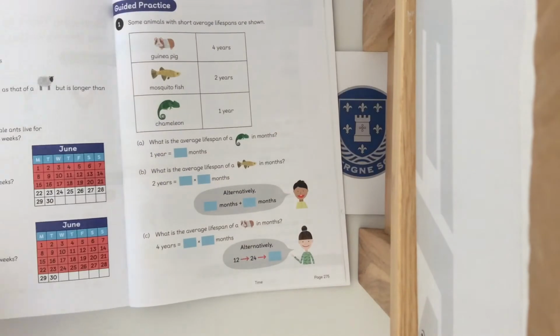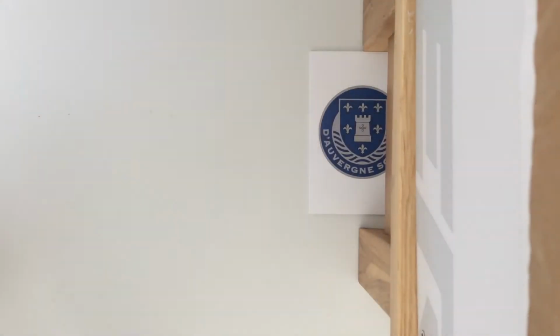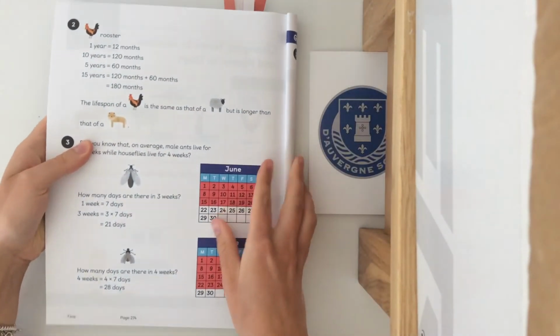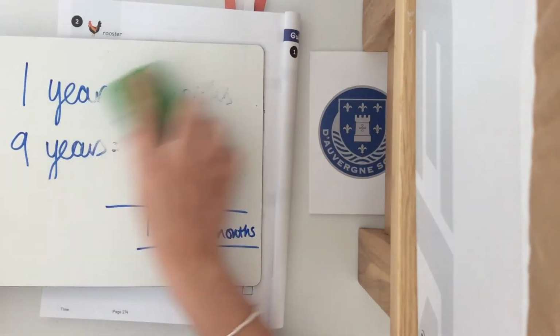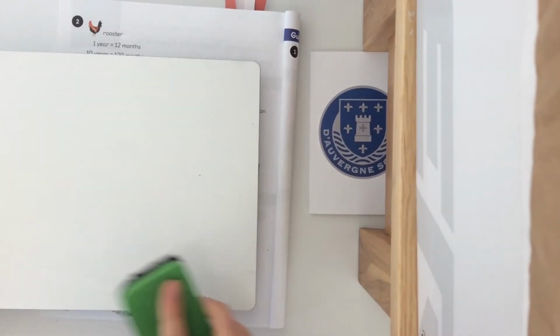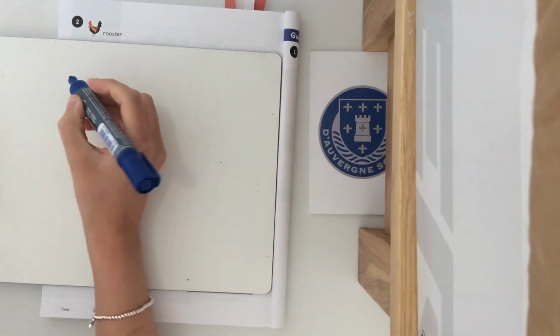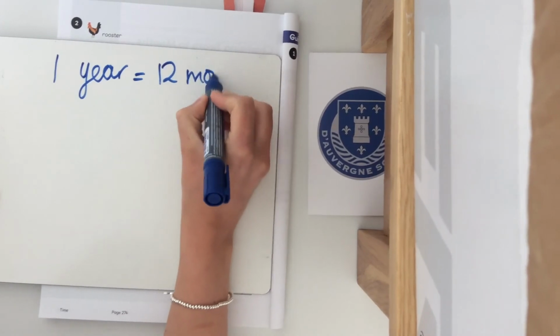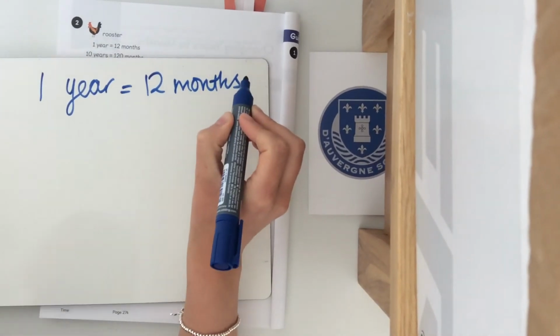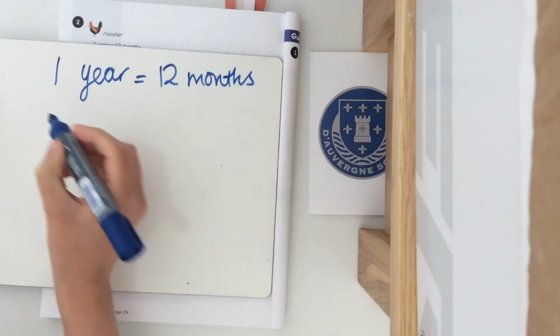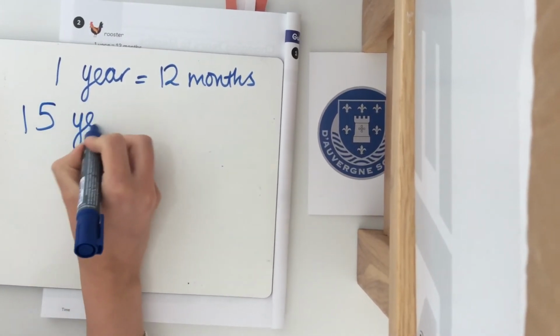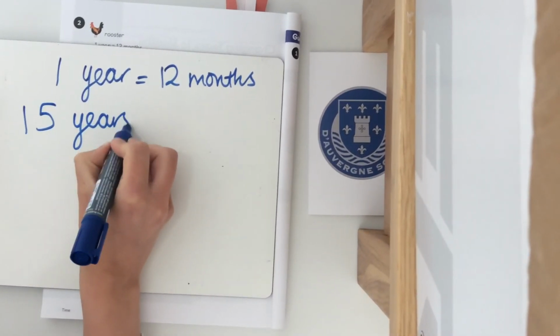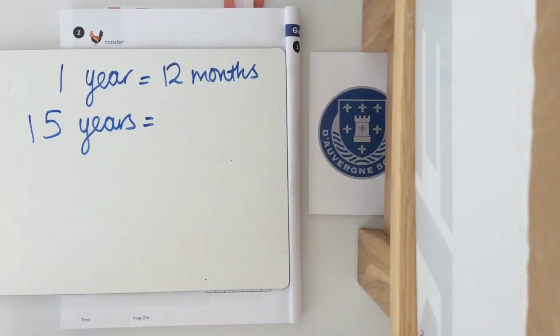Okay, let's go on to section 2. We need to convert the rooster into months. So, if 1 year equals 12 months, the rooster lives for 15 years. What can we use to work this one out to make it that little bit easier for us?